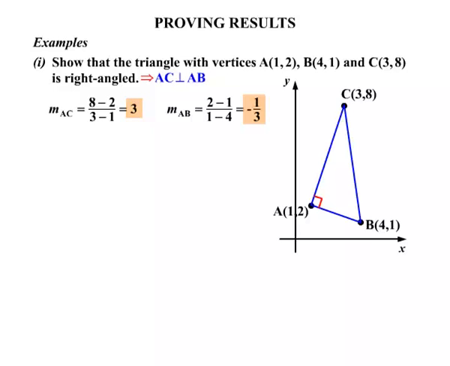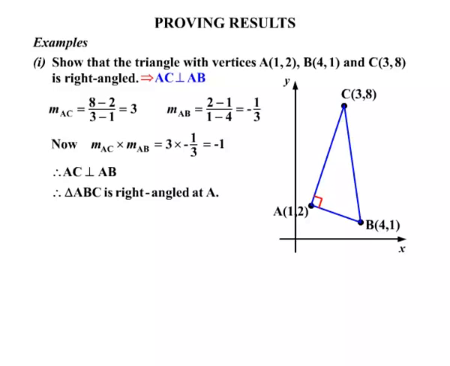But in terms of showing it, we will say this, that when we multiply m_AC times m_AB, that is multiplying the two gradients, we get 3 times negative 1/3, and that works out to be minus 1. So if the product of the gradients is negative 1, we can say AC is perpendicular to AB. Therefore, triangle ABC is right angled at A. Excellent, we've shown that first part.